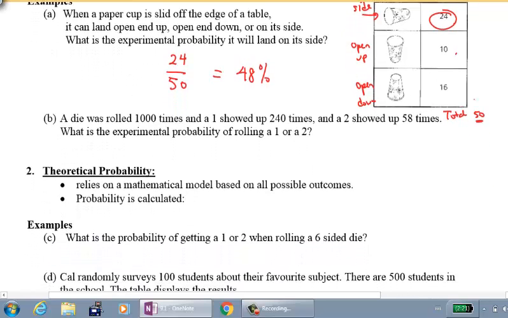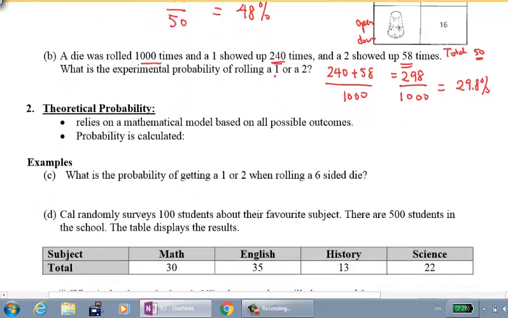Another example here. A die was rolled 1,000 times, and a 1 showed up 240 times, and a 2 showed up 58 times. And in this case, what's the probability of rolling a 1 or a 2? So if it's a 1 or a 2, I'm going to say there are 240 and 58 together. And that equals, I think, 298. And so 298 out of 1,000. And that as a percentage is just 29.8%. So then looking at the experiment, looking at those numbers, we can find experimental probability.